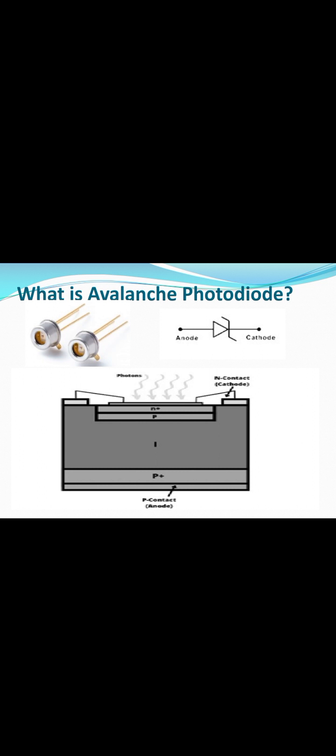Then the next part is the avalanche diode, or APD, the avalanche photodiode. This avalanche photodiode is a variation of the simple diode, and p-type and n-type semiconductors are used here. That is the part for these junctions, the p-type and n-type materials.